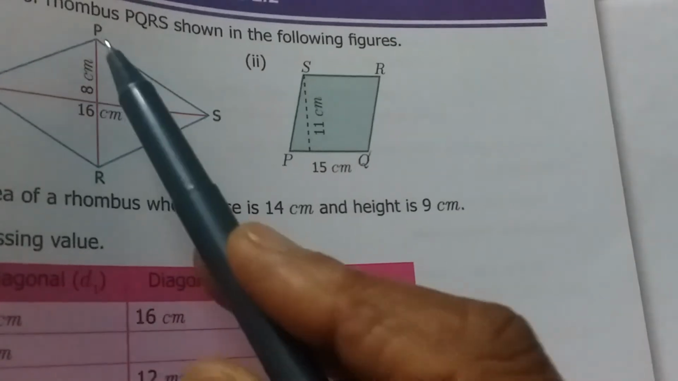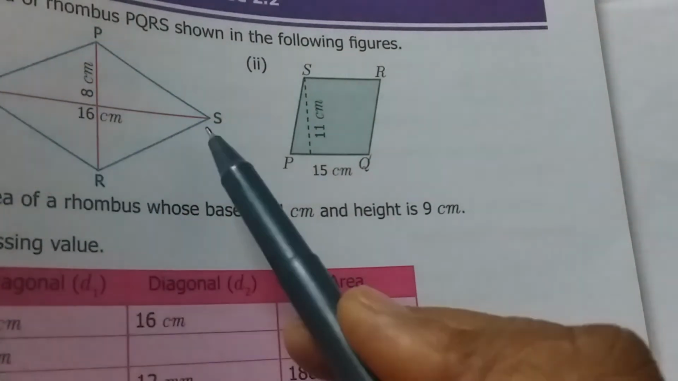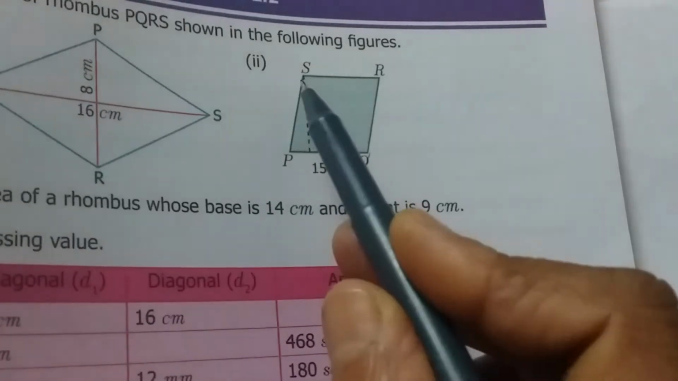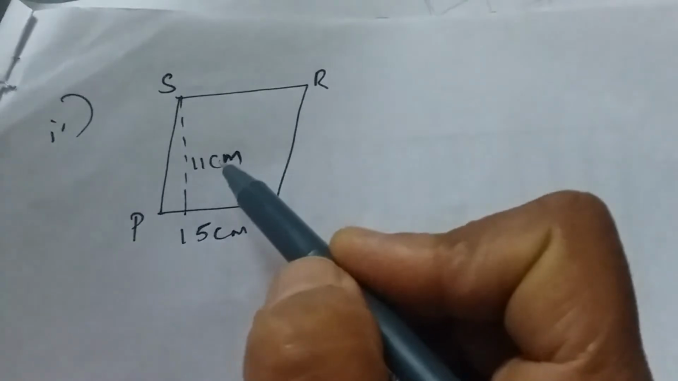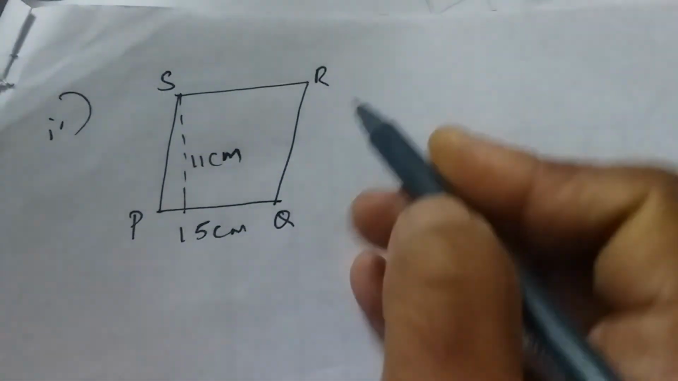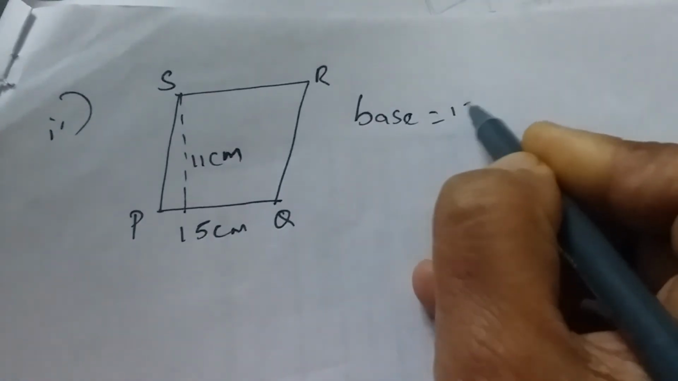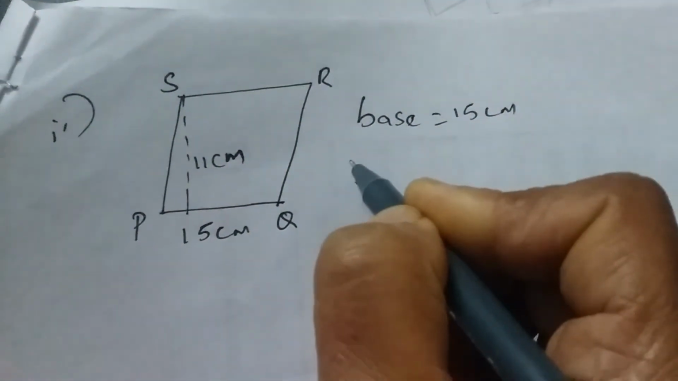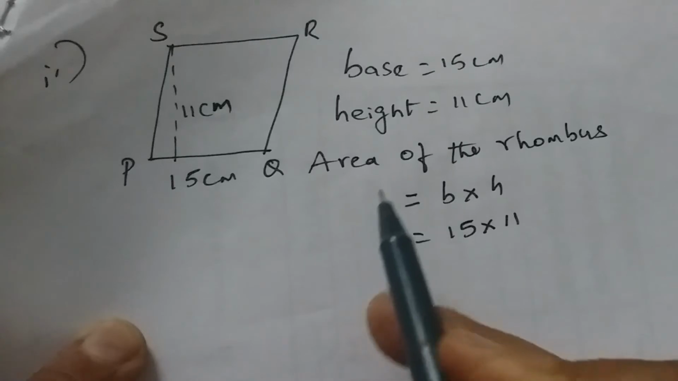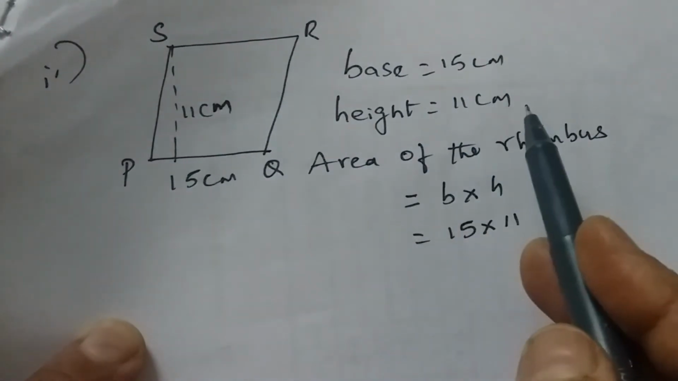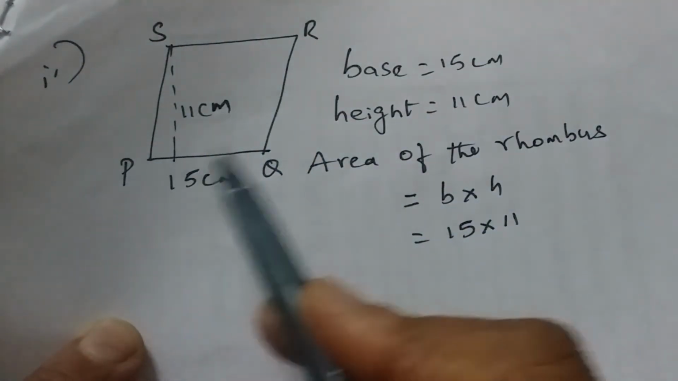In the previous one, we were given diagonal 1 and diagonal 2. But now, what measurements are given? Base and height. So what formula will you use? Area of the rhombus is base into height. So what is this 15? It is the base. Base is 15 centimeter, height is 11 centimeter.